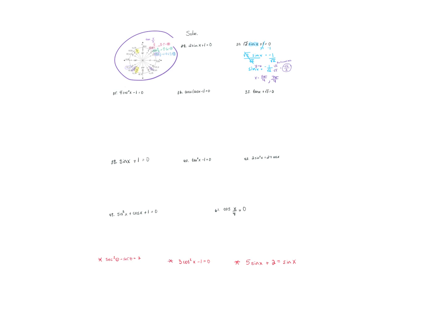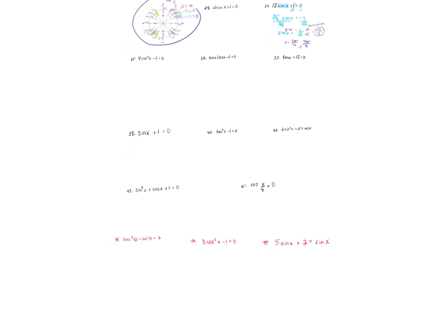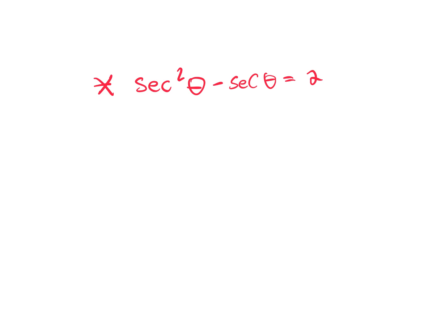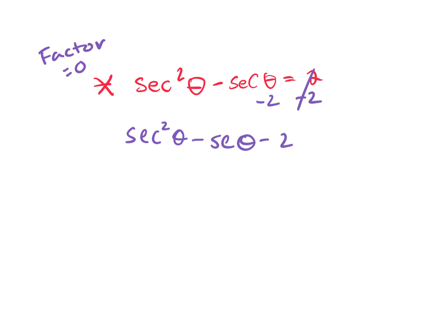All right, let's do one more. Let's do secant on the bottom. So the first one in red on the bottom. What should we do first here? How are we going to have to solve if we have secant squared minus secant? Awesome. We're going to need to factor, so we want it to be equal to 0. So we're going to subtract 2 to move it to the other side. So secant squared theta minus secant theta minus 2 is equal to 0.